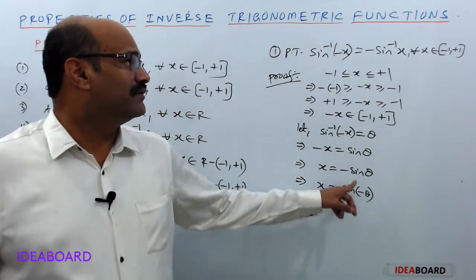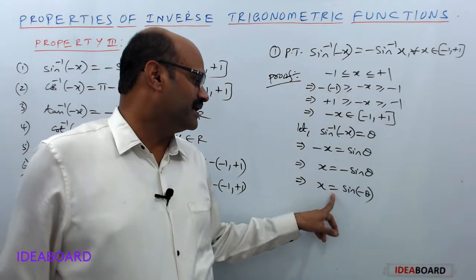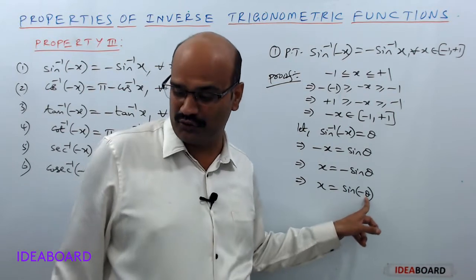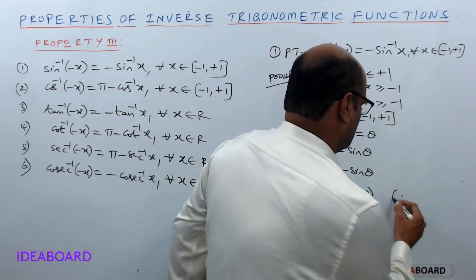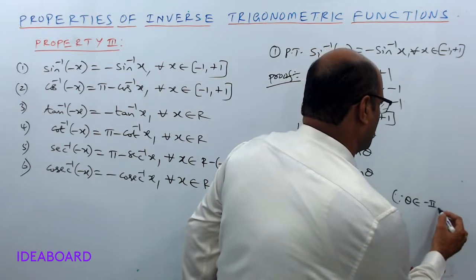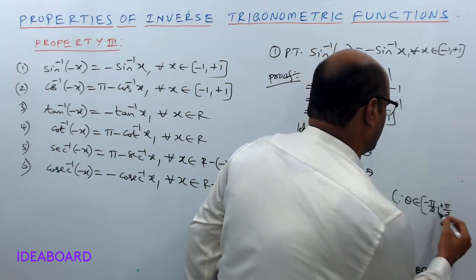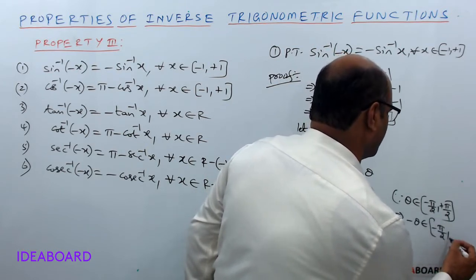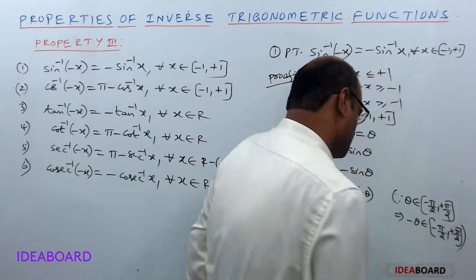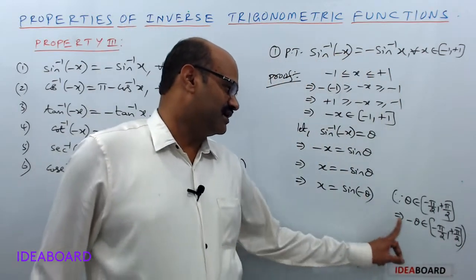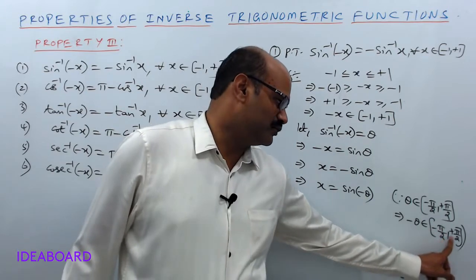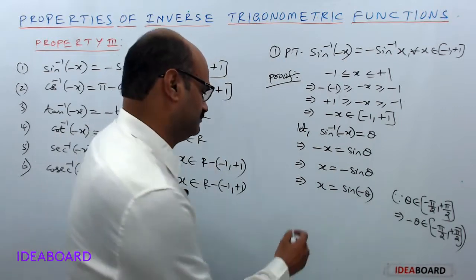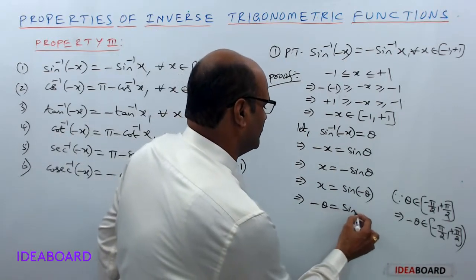Now here when theta belongs to the closed interval minus pi by 2 to plus pi by 2, minus theta also belongs to the closed interval minus pi by 2 to plus pi by 2. Since minus theta belongs to closed interval minus pi by 2 to plus pi by 2, we can write it as minus theta equal to sin inverse of x.